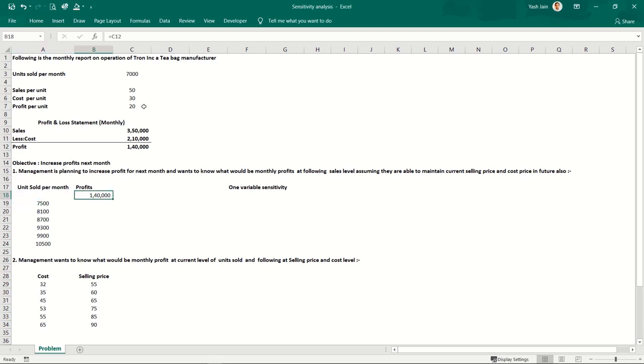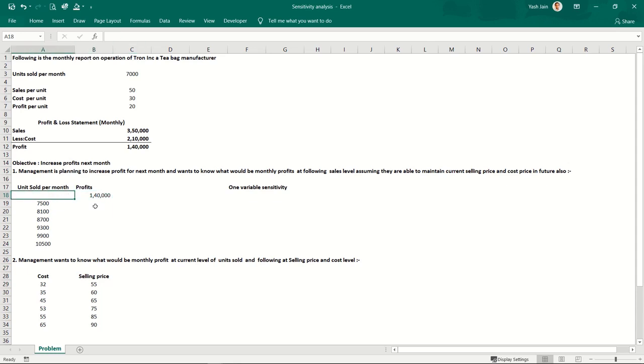So while creating a sensitivity table, you should always ask what is the answer that you want. Your answer in this case is you want to know the profit levels. So this will become the operator of the sensitivity table, right? And make sure these profits are linked with your units sold. They are not directly linked, but they are indirectly linked, right? 1,40,000 is a function of 3,50,000 and 2,10,000, and 3,50,000 and 2,10,000 are functions of 7,000. So if I make a change here, this will automatically change, right? Make sure of these two things.